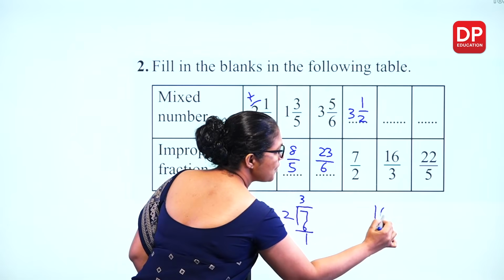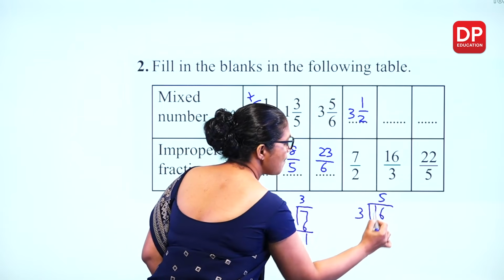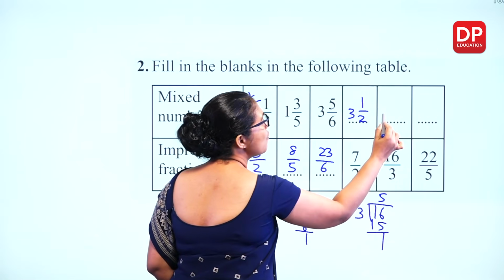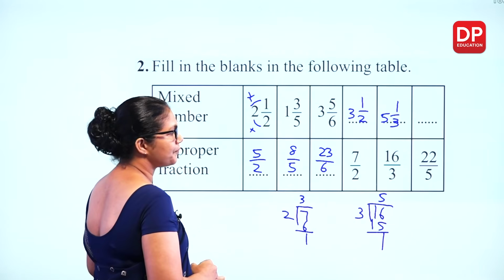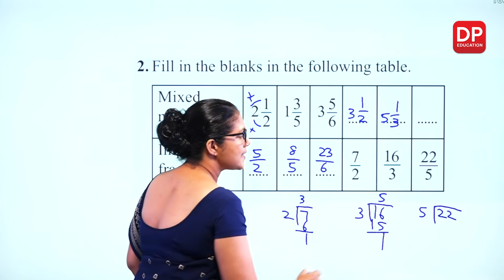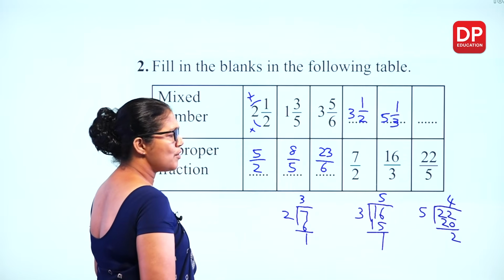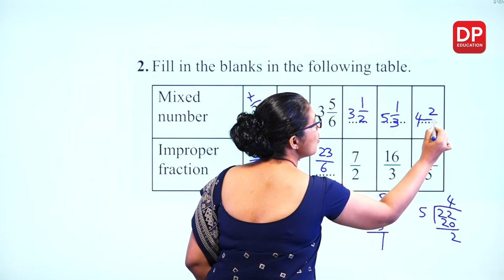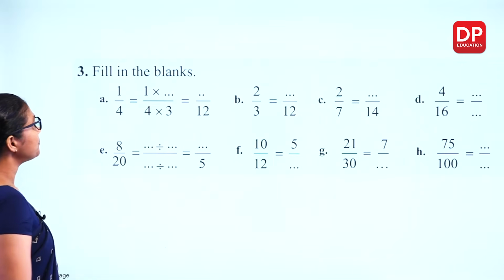16 divided by 3. Use long division. How many 3's for 16? 5. Remainder is 1. How can you write it down? 5 full parts, 1 out of 3. 22 divided by 5. How many full parts are there? 4 fives are 20, 2 remaining. So how can you write this down? 4 full parts and 2 out of 5. Now we'll see the next question.